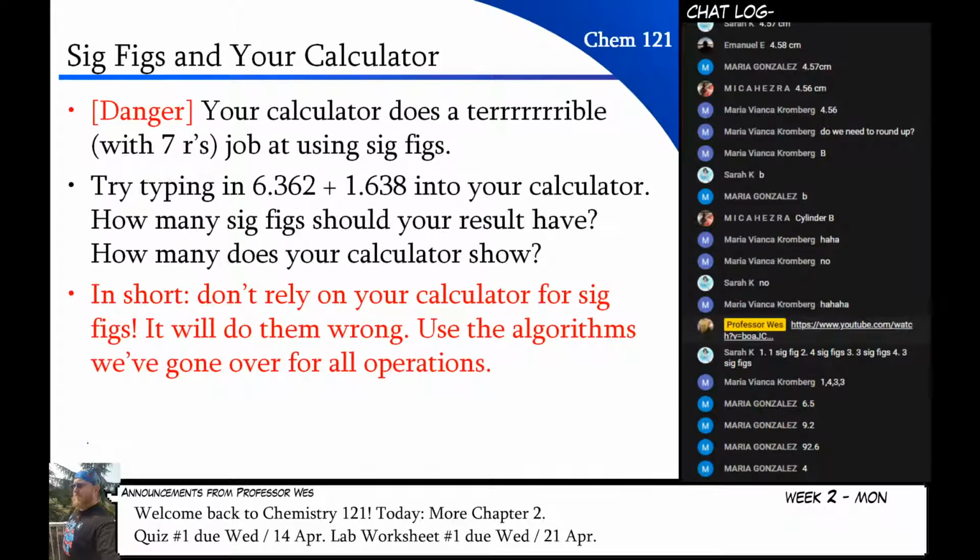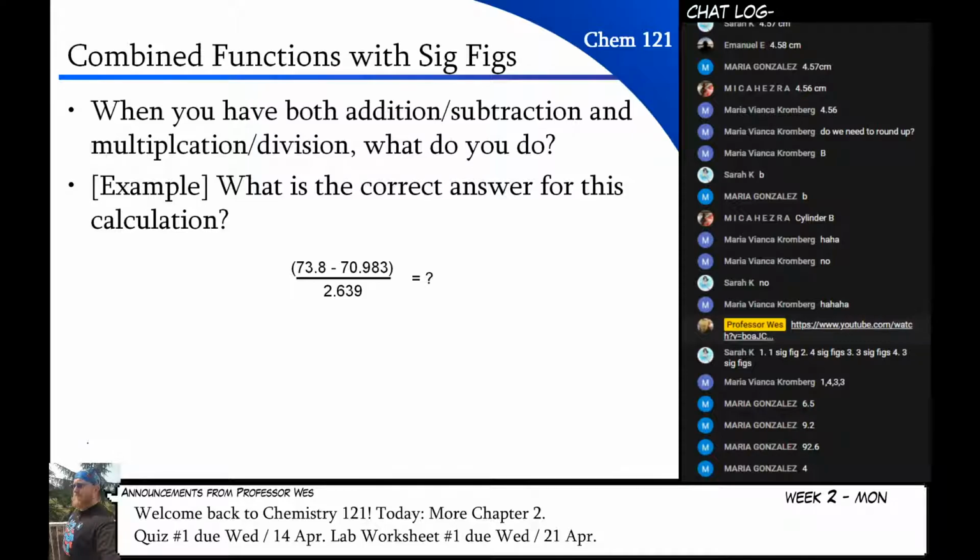All right. Last thing to cover. What happens if you have to do both things at once? This is where people get confused. They say, well, what rules do I have to use? Like, what do I do? Can I just do the multiplication rule? There's 3 sig figs, right? Hey, this is the smallest one, so my answer should have 3, right? Totally wrong. Don't do that, okay?